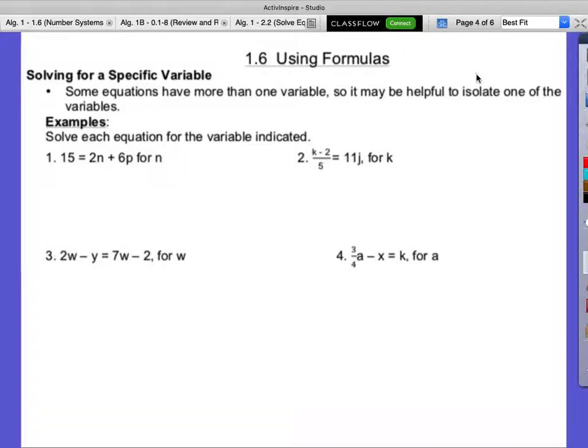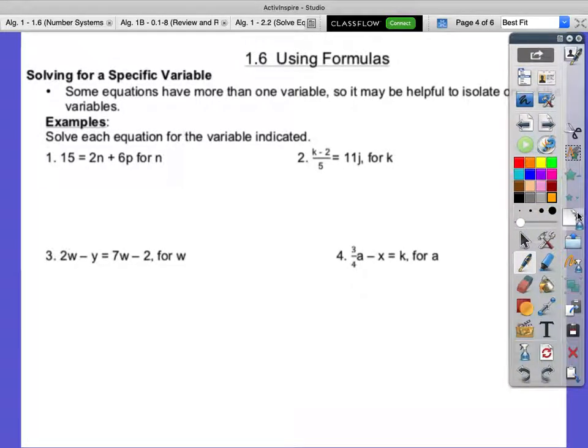Everybody over here, sideboard. Graydon, what's SWBA stand for? Students will be able to. The T is silent. Solve equations for a specific variable and use formulas, section 1.6, okay? This is a largely algebraic concept in nature, okay?